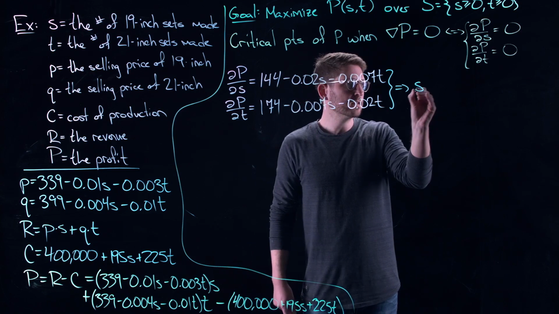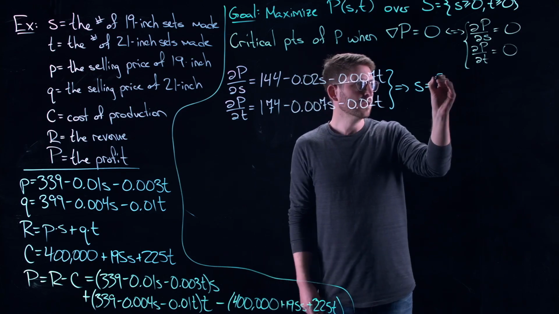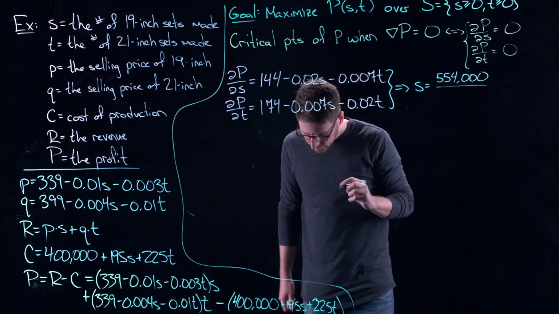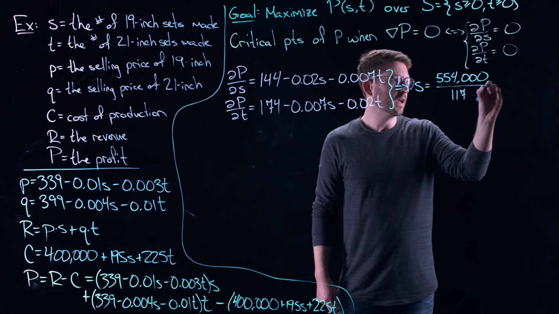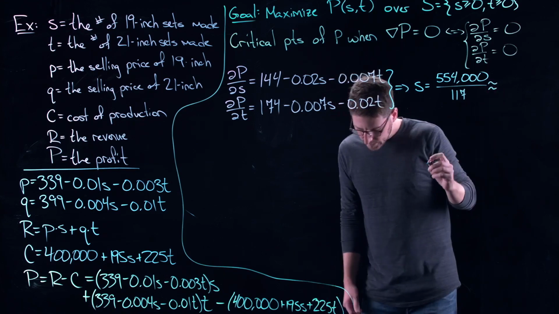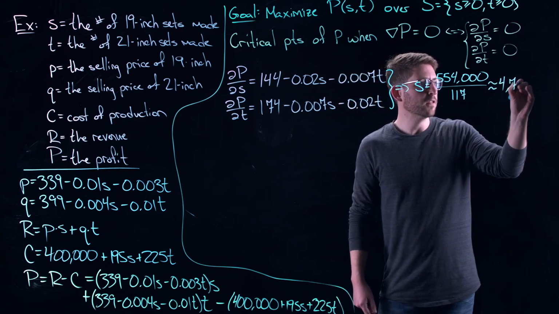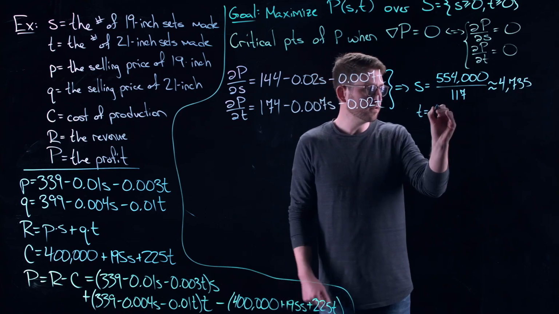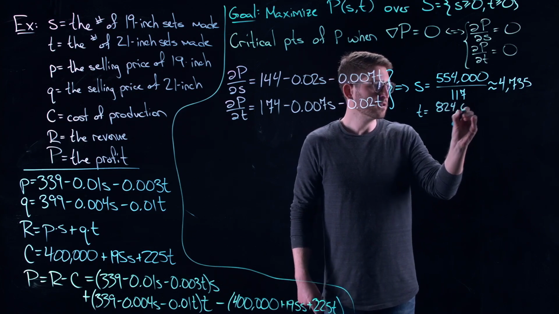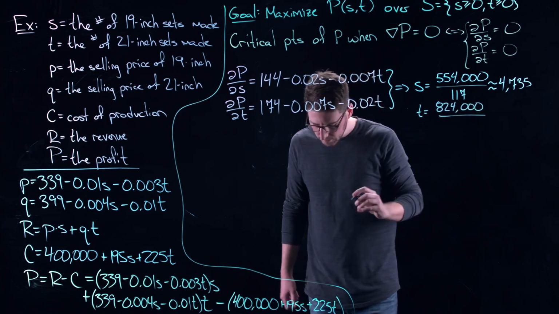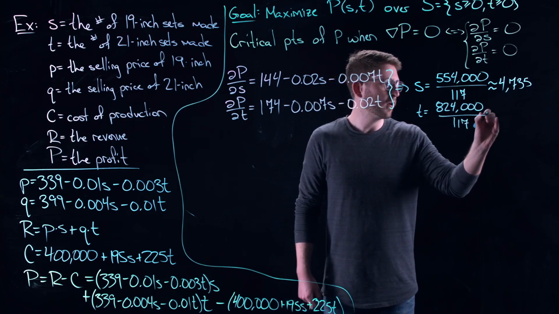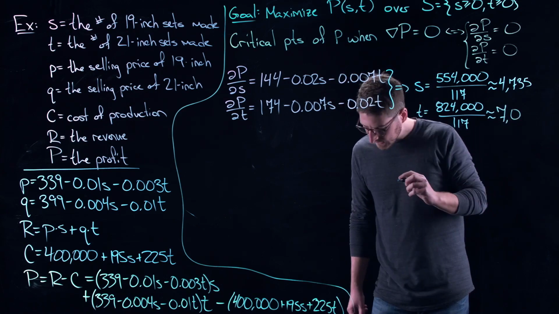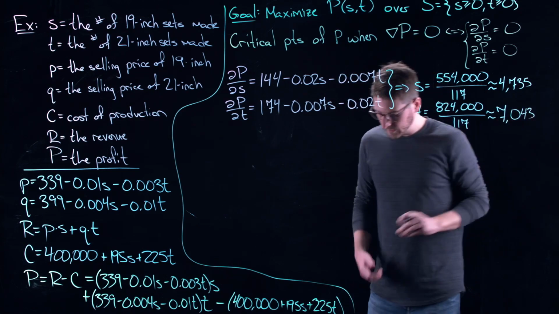In fact, S is going to be equal to 554,000 divided by 117. So just in case, if you want to bring your calculator around, that's about 4,735 19-inch sets. And T is going to be 824,000. So I just want to leave them as fractions so that they can be exact for you. But of course, we actually want real numbers here. So in this case, you get 7,043 21-inch sets.